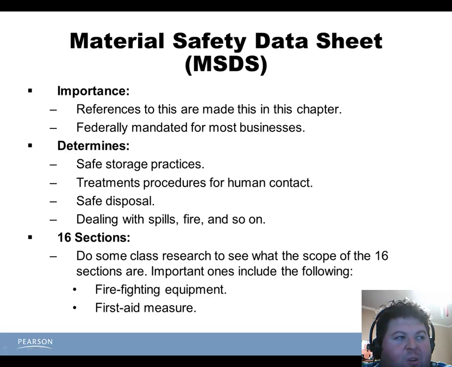But for the most part, a lot of them are dealing with things that you're not going to have to be worried about in this class. The big things that you would want to look at is, it's going to tell you the firefighting equipment, what type of fire extinguisher you have to use on it. And then there's also a first aid measure so that if you've accidentally gotten it in your eye or, based on what the chemical is, even on your skin, what to do.